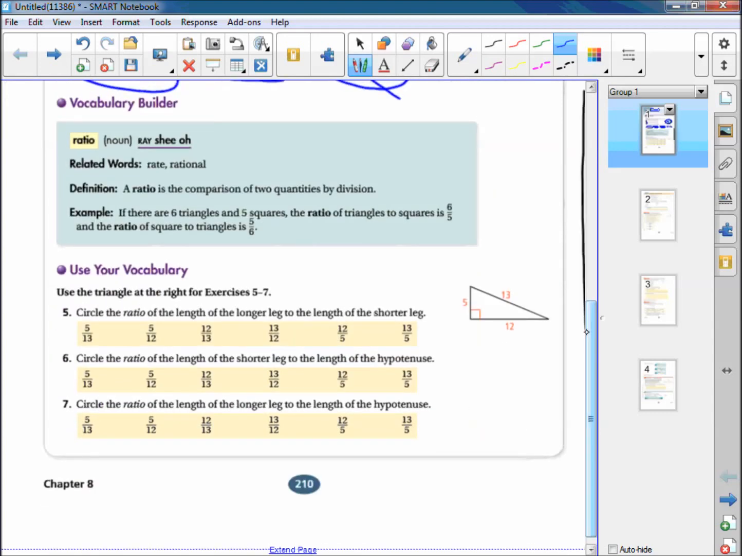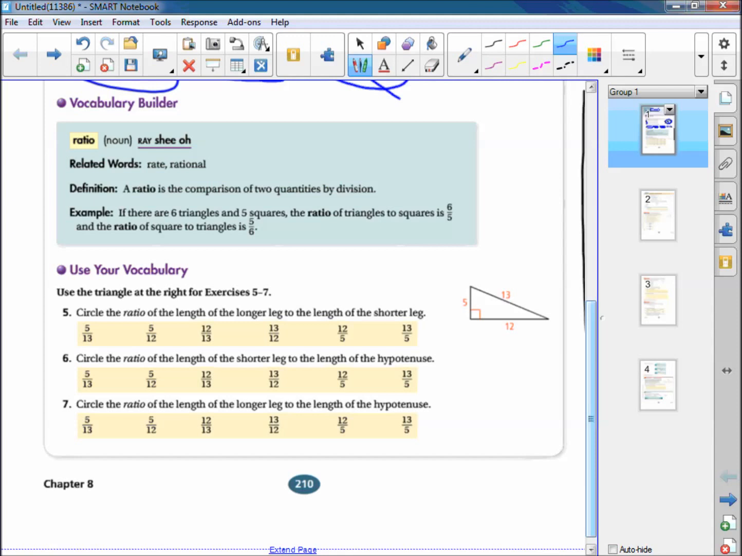All right, vocabulary builder: ratio. Ratio, rate, and rational are all related words. We have the definition: a ratio is the comparison of 2 quantities by division. There are 6 triangles and 5 squares. The ratio of triangles to squares is 6 to 5, or the ratio of squares to triangles is 5 to 6. You've done this many times, and you've even compared ratios together to do proportions. Okay, so this is not new.